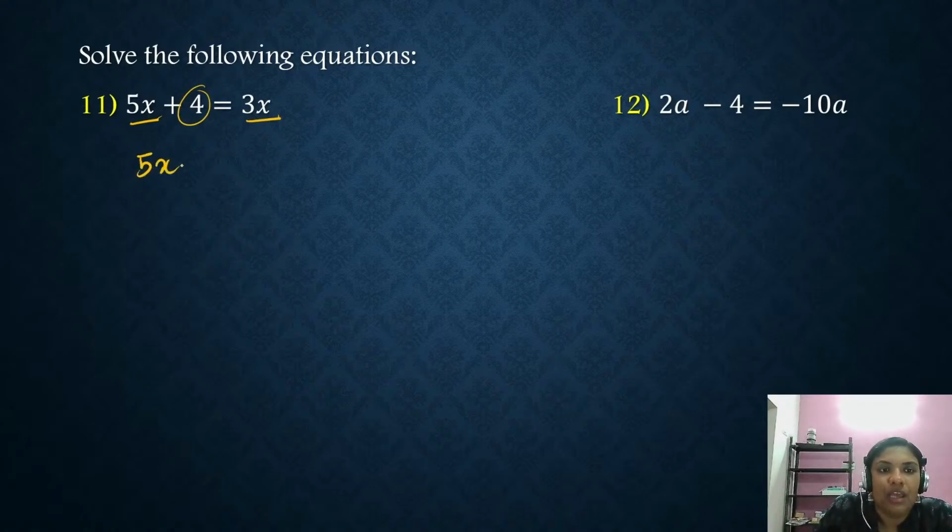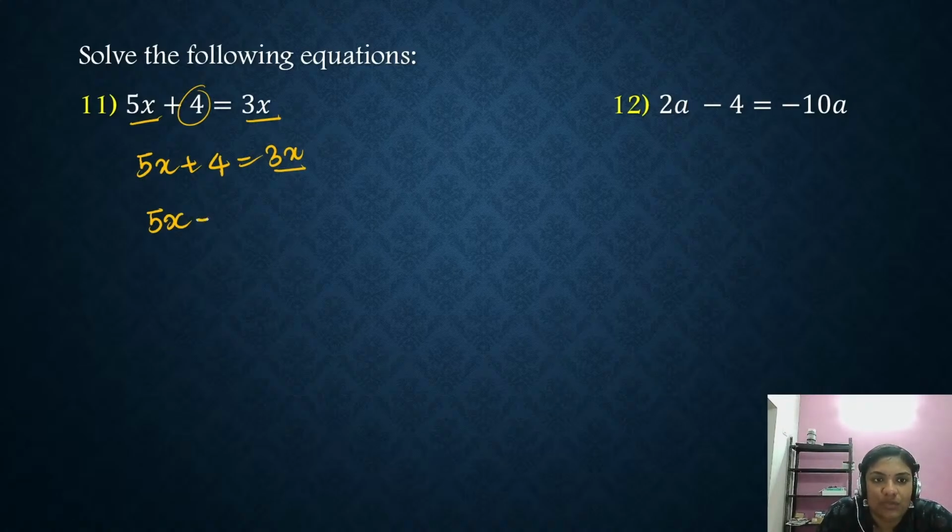Let's write the equation. 5x plus 4 is equal to 3x. Now we can move all the variable terms to one side. Let's say left side. Okay, 5x. Now 3x can be moved to LHS, so it will become minus 3x equal to 4 can be moved to RHS because 4 is the only constant present. So plus 4 will become minus 4.